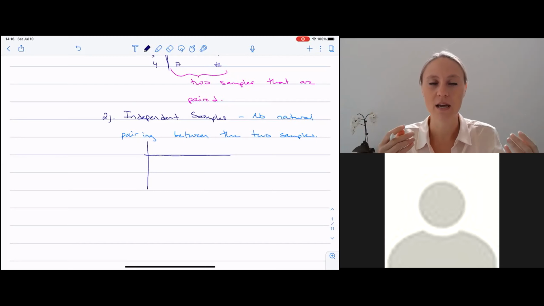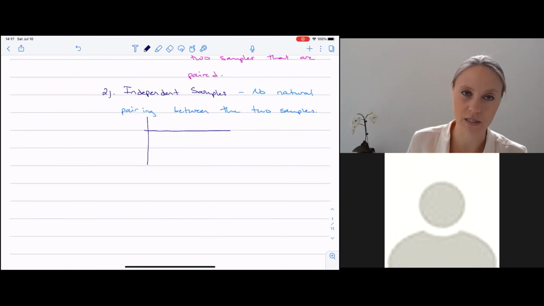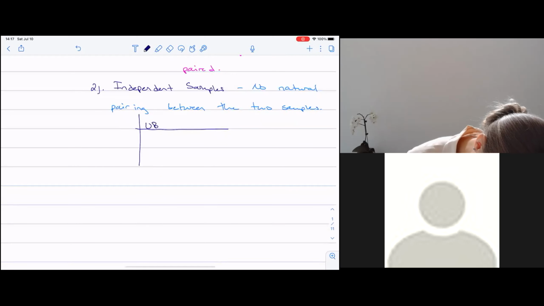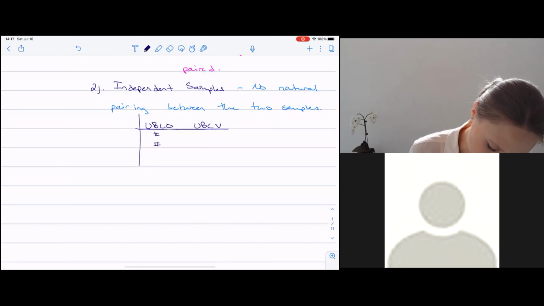So either way, how your two samples are laid out is going to dictate how you analyze it properly, right? And that's all we're doing here. So there's no right or wrong. It's just we have two different ways of analyzing these two samples and comparing these two samples. So here, let's say we've got UBCO and UBC Vancouver, and here's some number, here's some number, here's some number, and here's some number.